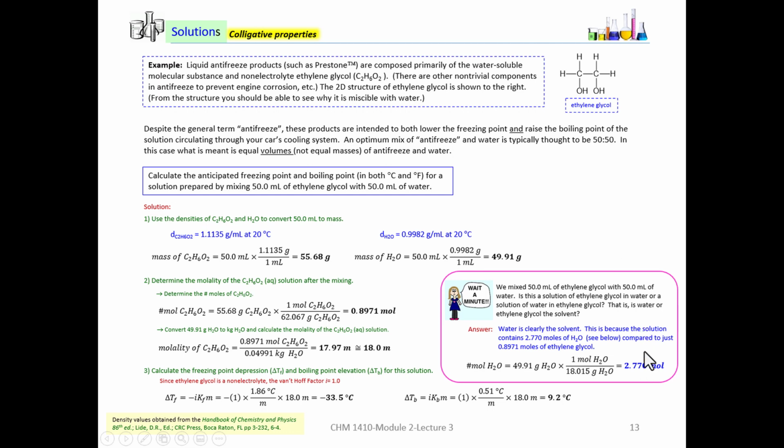And that's because if you actually calculate how many moles of water you have in this 49.91 grams, it turns out to be 2.770 moles of water. Here's the calculation. Compared to just 0.8971 moles of ethylene glycol. So if you're actually counting molecules, there's at least around 3 times as many molecules of water as ethylene glycol in this solution. So I think it's safe to assume that water is the solvent.